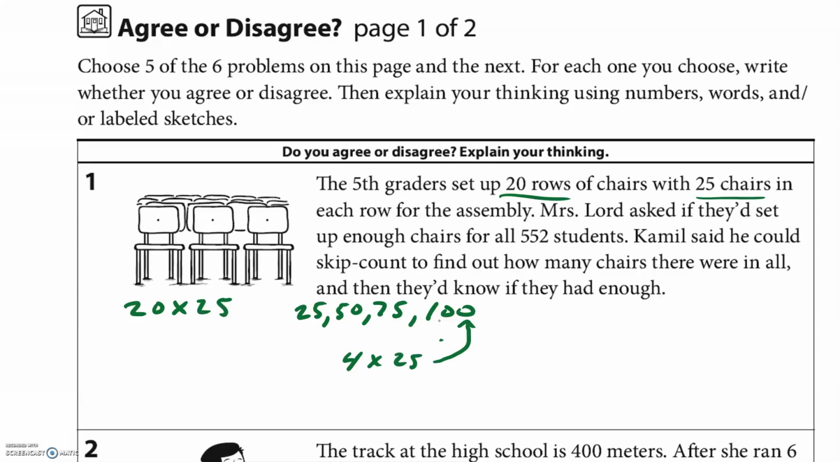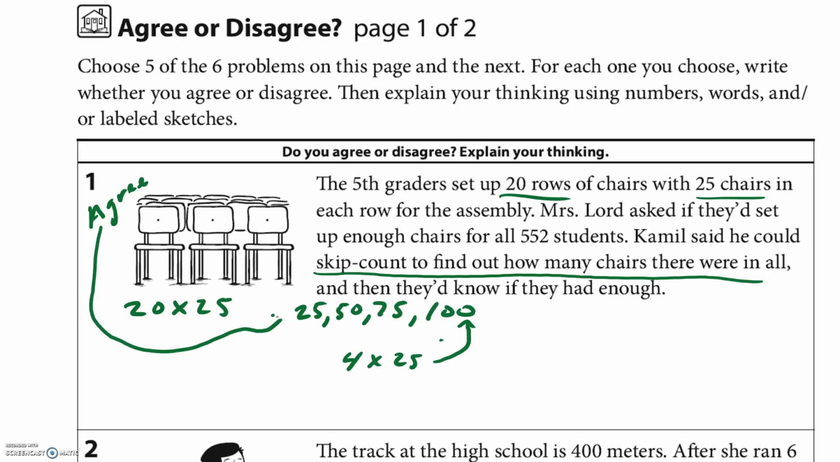So, will I ultimately be able to skip count to find out? Yes. I'm just going to say it, but I don't necessarily think that the book says that you should agree, because yes, you can. The question is, he said he could skip count to find out how many chairs there were in all. Yes, we agree. So we could agree, and here's why. Now let's do some more math though, because that's what we want to try and do.